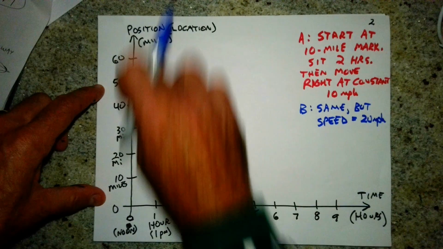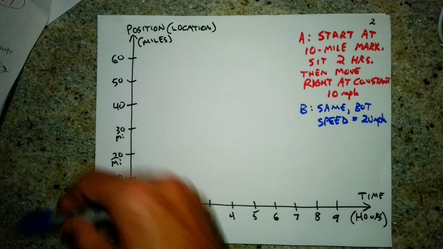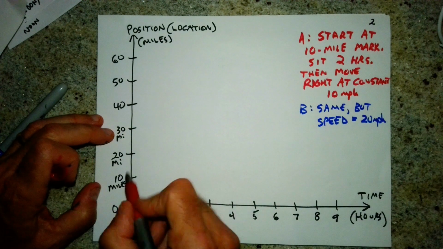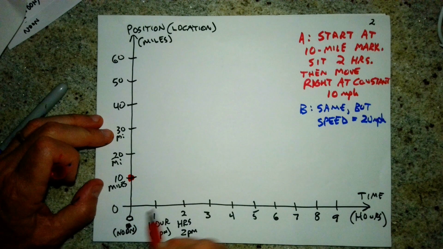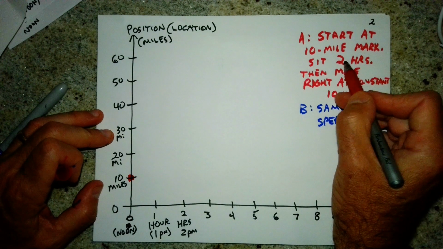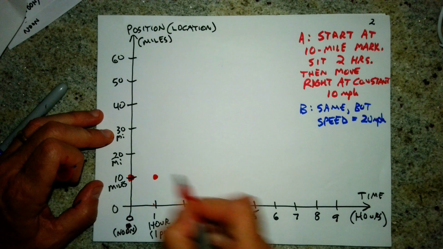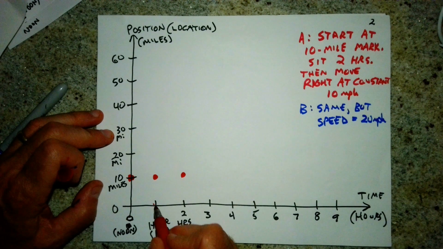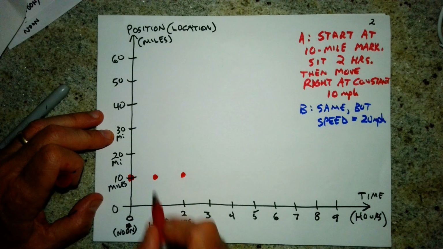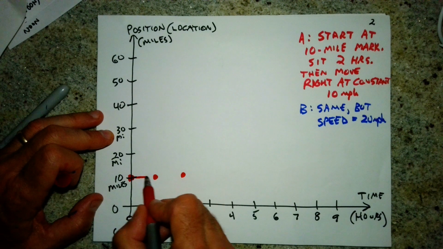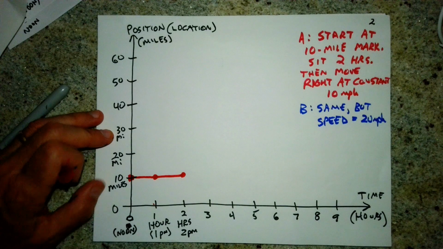All this is still exactly the same as before. Car A in this case will be in red, and it starts at the 10-mile mark, so we'll put a dot there. Starting at the 10-mile mark, it says it sits for 2 hours. So 1, 2, so an hour later, it's sitting in the same place. So at 1 in the afternoon, still at 10 miles. See how you read up and over? 2 in the afternoon, go up and over, still at 10 miles. So it sat still, so that made this horizontal line for 2 hours.